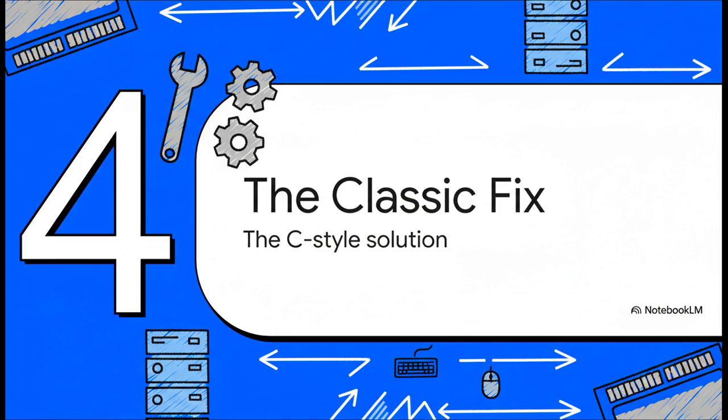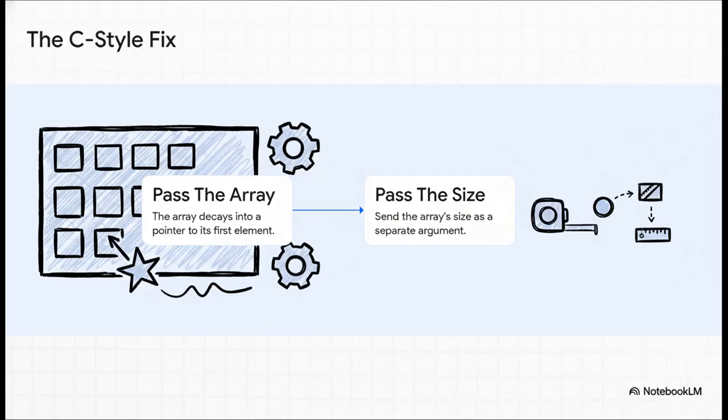So how on earth have programmers been dealing with this for decades? Well, they came up with a pretty reliable, if a little manual, way to solve it. This is what we call the classic C-style solution. The fix is basically a two-part deal. First, you just accept that you're only passing a pointer. Then, to make up for that lost information, you explicitly pass the size of the array as a completely separate second argument. You give it the starting address, and you tell it how far to go.